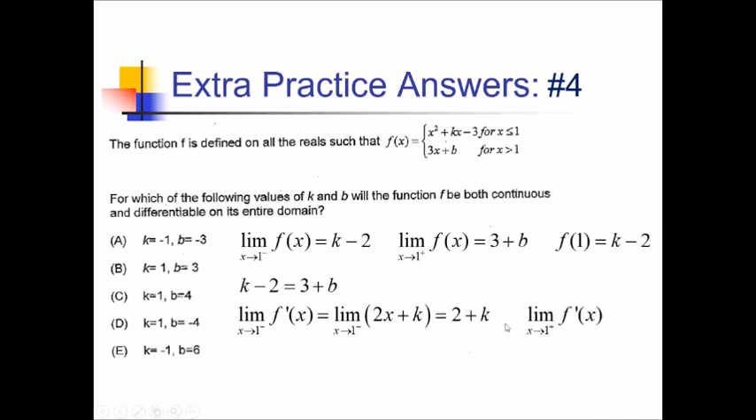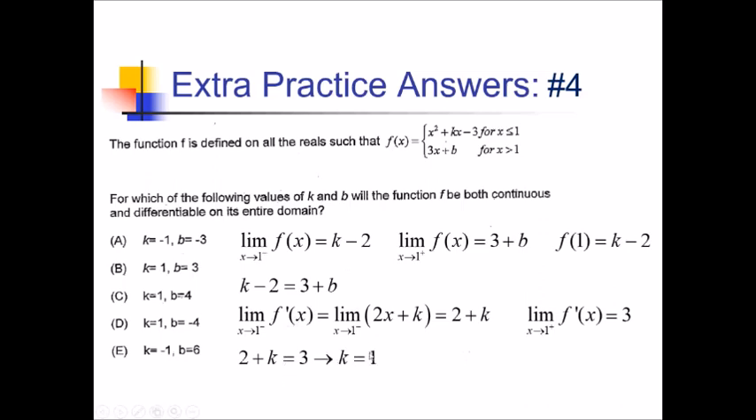Now I also need the right side limit as x approaches 1. That's going to use this second rule. And if I take the derivative of this thing, b is a constant, so it gets differentiated away. 3x just turns into 3, so that is going to be my right side limit no matter what I want to plug in there. Since these limits have to match up, 2 plus k and 3 must equal each other. So that means that k has to be positive 1.